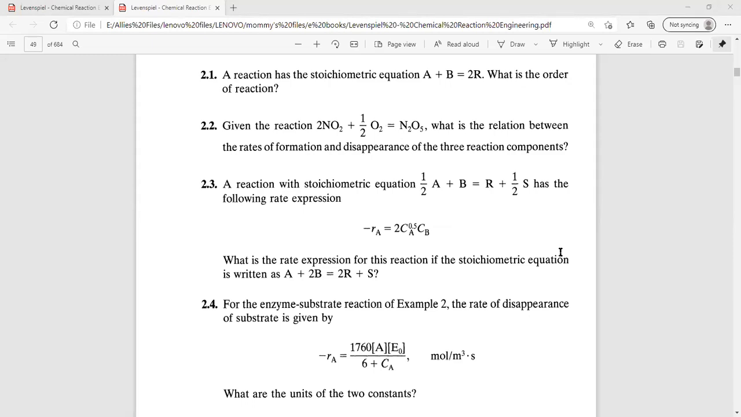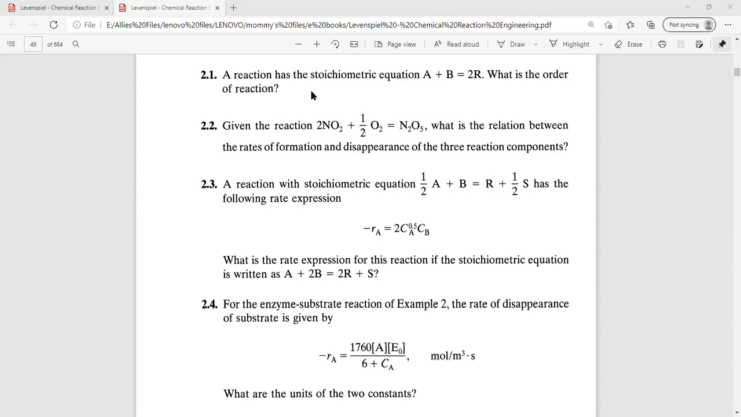Wait lang, good miss. Order of two, miss. What's your basis in answering 2 for the order? Based on the stoichiometric equation, you can form a rate expression. And the rate expression would be rate of A is equal to k CA CB.